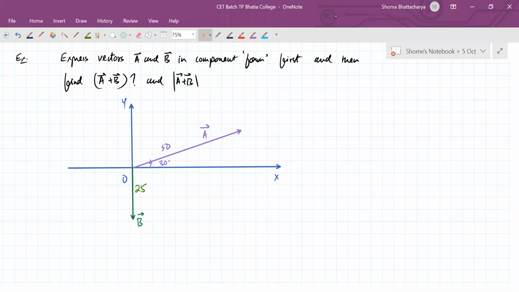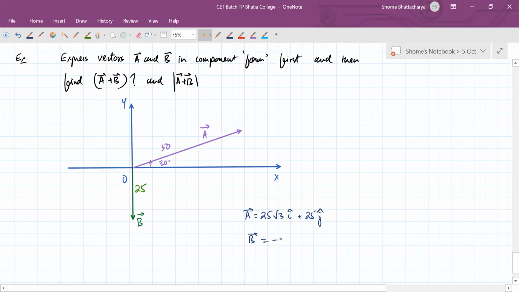Yeah, so I'm waiting for the answer, people. Anybody got? So the first thing, expressing the vectors in component form, you should be getting the vector A as 25 root 3 i cap plus 25 j cap. And as you can see, the vector B is minus 25 j cap. So this is the first thing: express the vectors in component form.